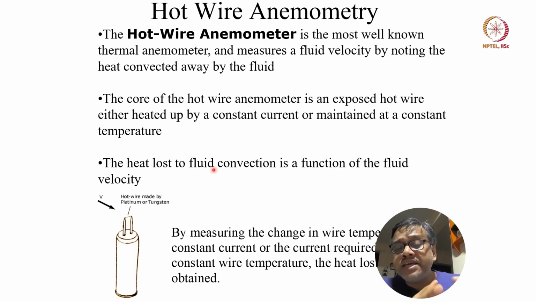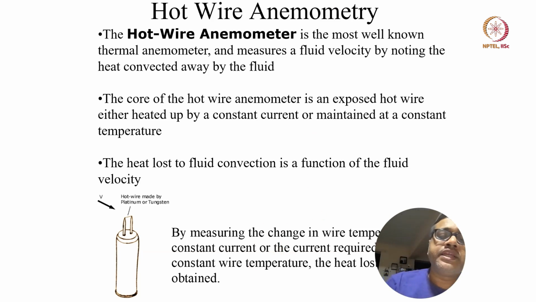So how is this done? This is done by measuring the change in wire temperature, either in a constant current mode or the current that is required to keep the wire temperature constant. The heat loss is obtained by that, and as a result of that you can measure what is going to be the flow velocity. Just by measuring the change in the wire temperature, or the current that is required to maintain the constant wire temperature, the heat loss can be obtained, and we can correlate it with the fluid flow velocity.